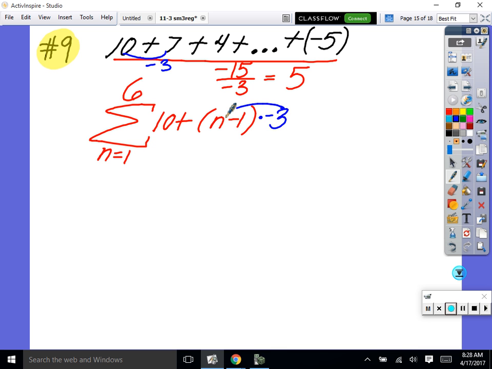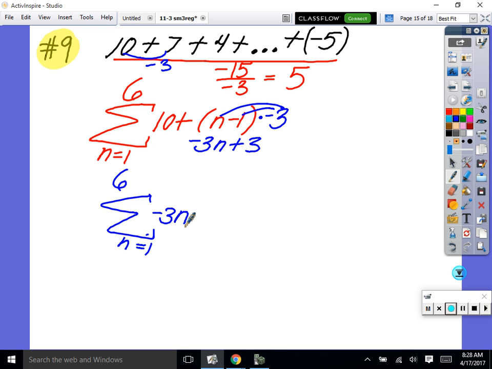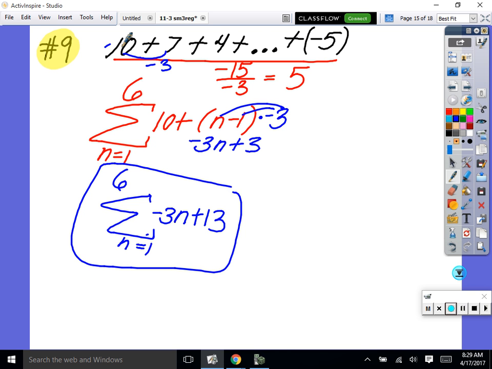I do want to see you simplify it, so let's plug that in. So that's negative 3n plus 13. So our final answer would be the sum of 1 through 6 terms of this formula, negative 3n plus 13, because that's the formula that gives us these numbers. All good? We don't need another example. We still have 10 here though. 10 plus 3.